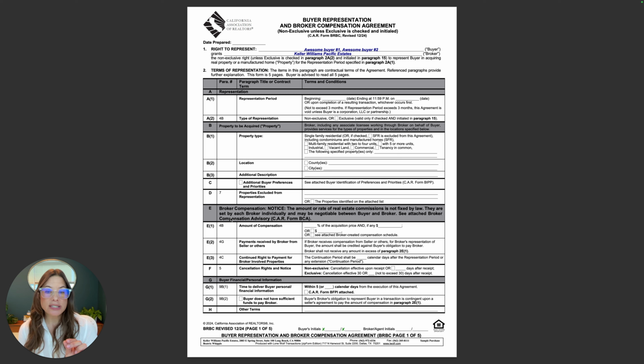We can always adjust this down on an addendum if a seller counters that. If they don't want to pay even 2%, which I have not encountered, we can figure that out because we still need to get compensated, but we can cross that bridge when we get to it. Okay.